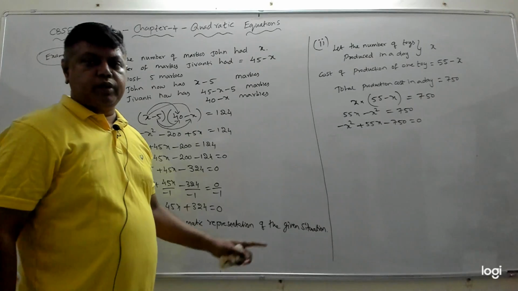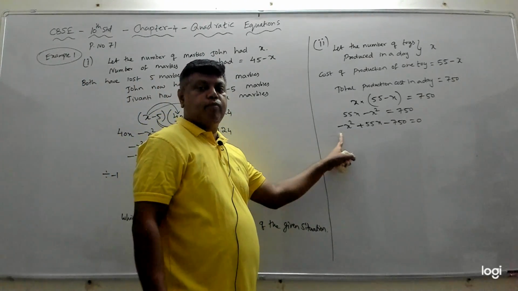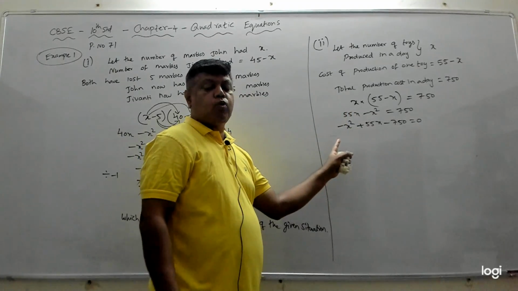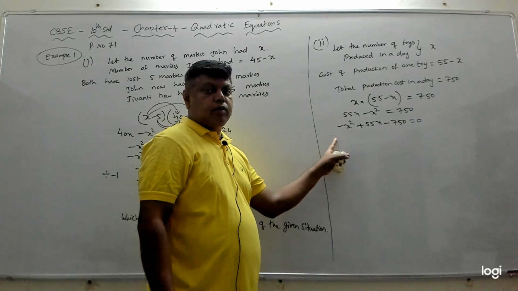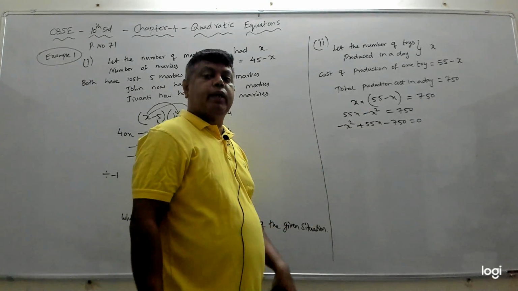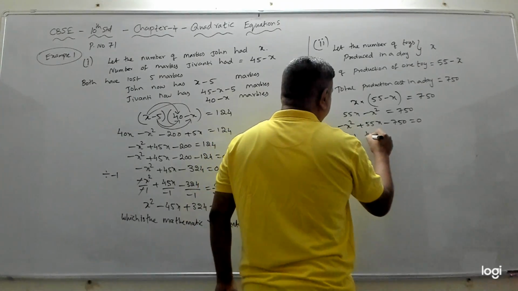Now again I told you, it is better to keep always the coefficient of X square as positive, but here it is negative. So we will divide. The moment you see the coefficient of X square as negative in any quadratic equation problem, you divide throughout by minus 1. So divide by minus 1 throughout.